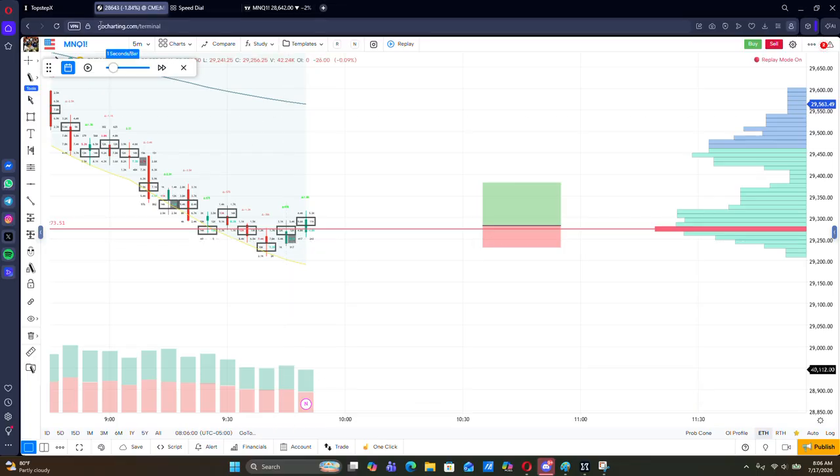This is GoCharting.com cluster chart. It's a web-based, time-based footprint chart. You guys in the Discord, you know why I have to use web-based stuff.